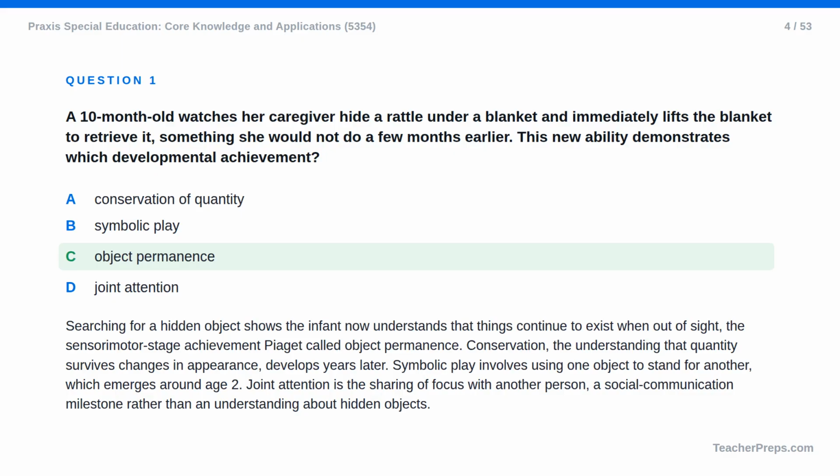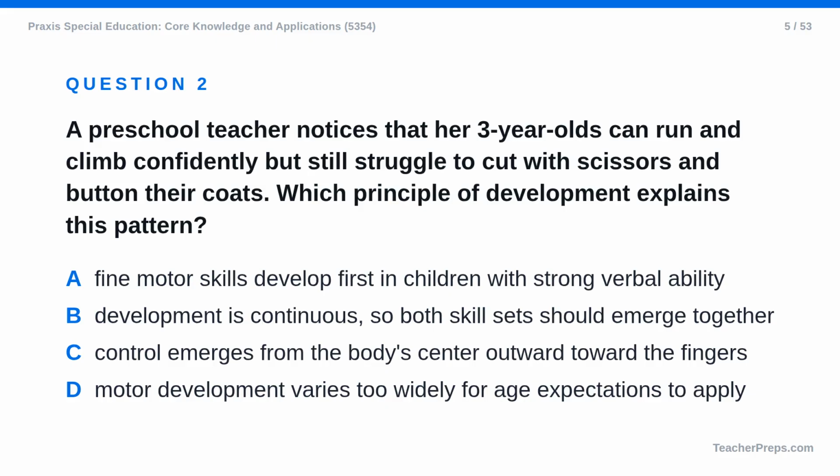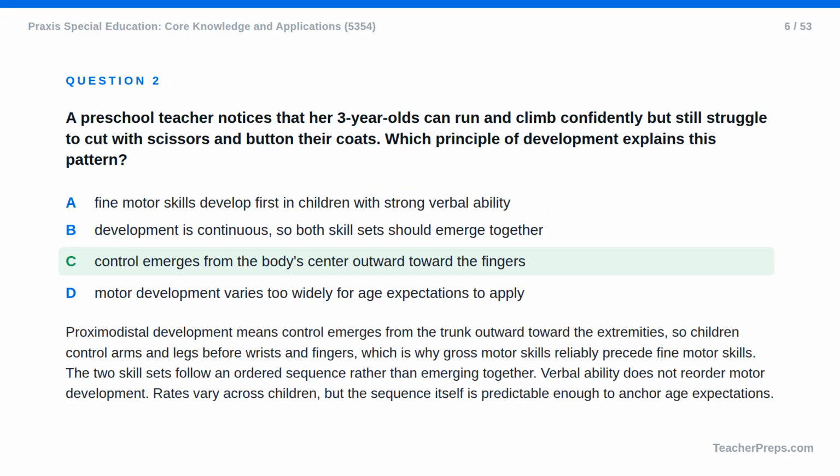Question 2. A preschool teacher notices that her 3-year-olds can run and climb confidently, but still struggle to cut with scissors and button their coats. Which principle of development explains this pattern? Pause the video and select the best answer. The correct answer is C. Control emerges from the body's center outward toward the fingers.